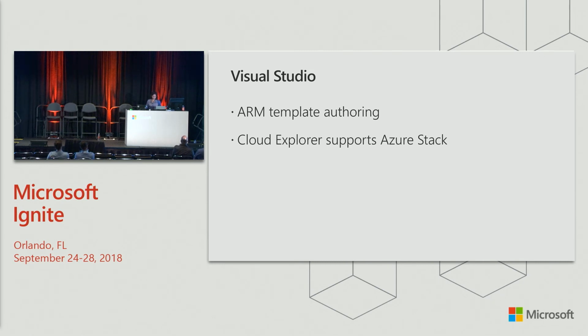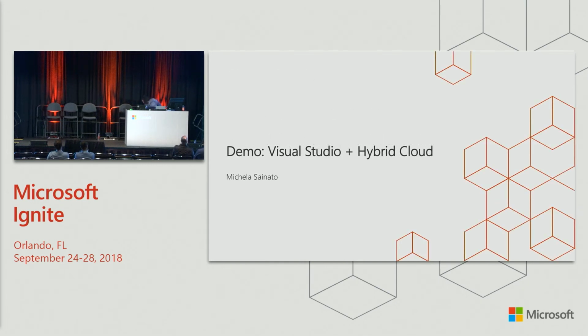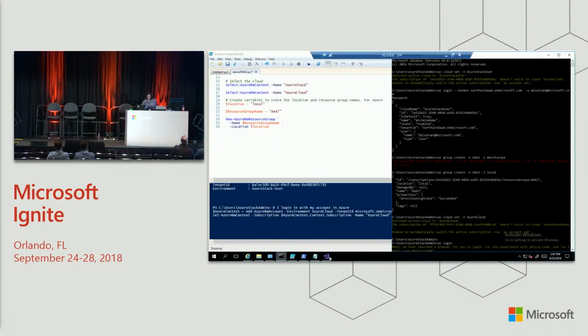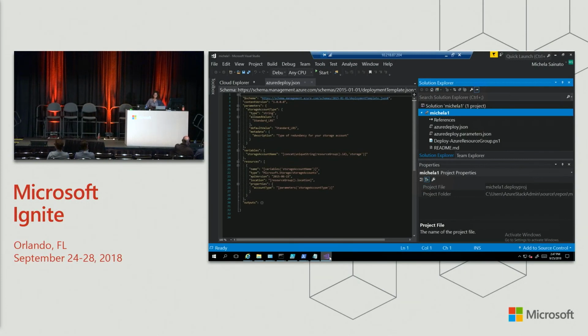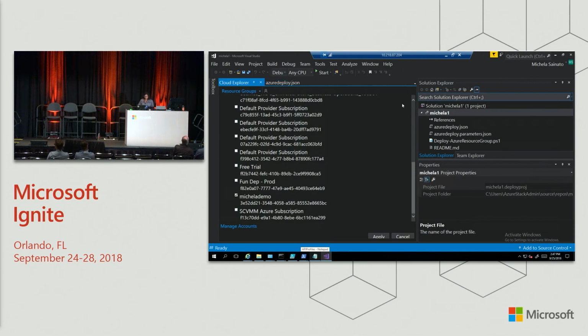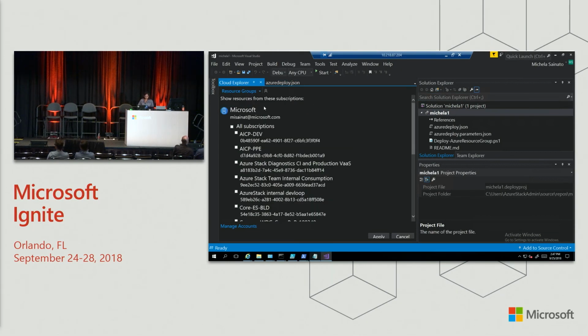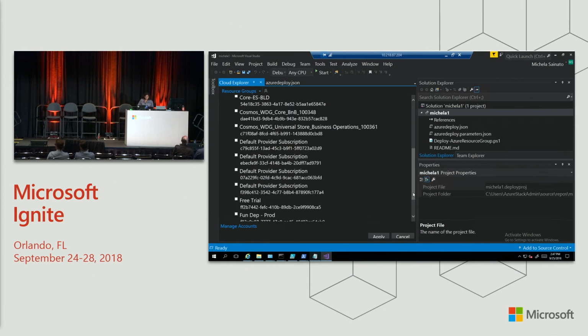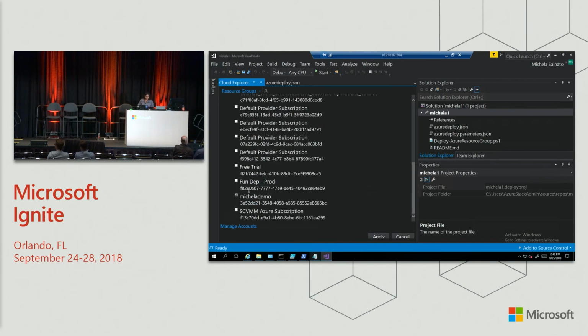So let me try this. So now we are in Visual Studio. And as you can see here in Cloud Explorer, I have all my subscriptions that run either in Azure as well as in Azure Stack. So for example, here I have this subscription from Azure, but as well I have my own subscription here that runs in Azure Stack. All those are identical. They show up in this menu exactly in the same manner, and I can interact with them in the same manner as well.